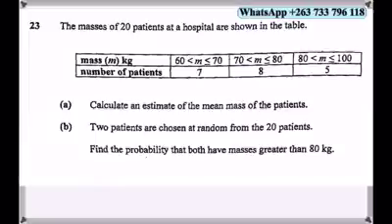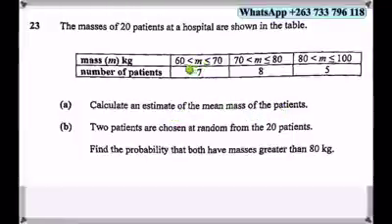Then on number 23, this was statistics. The masses of 20 patients at a hospital are shown in the table. Mass in kg, the number of patients. So the total frequency is 20, and you can see that if you add 7 plus 8 plus 5, this will give us 20. So we are going to calculate an estimate of the mean mass of the patients.